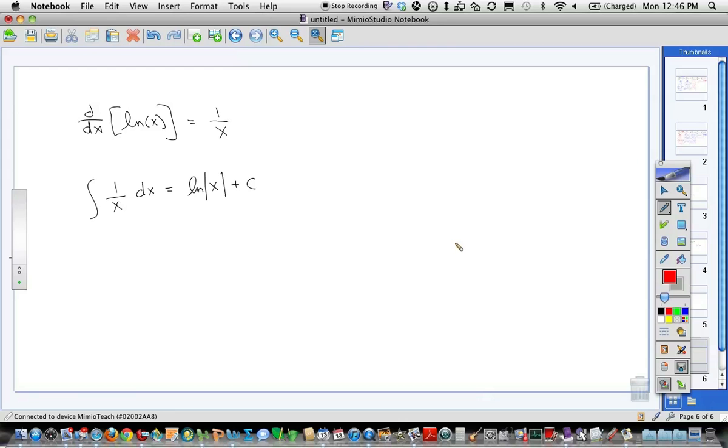Why? Why does it do that? Remember what you know about the, well, hopefully know. What's a graph of natural log x look like? What's its domain? All positives, right? Greater than 0.